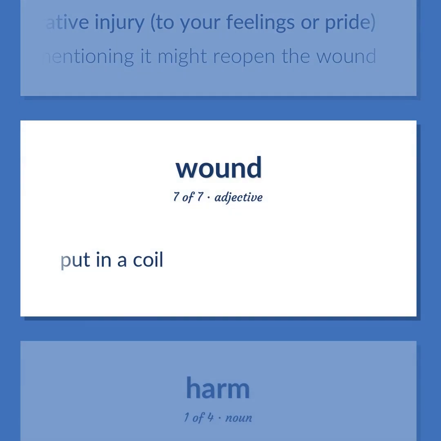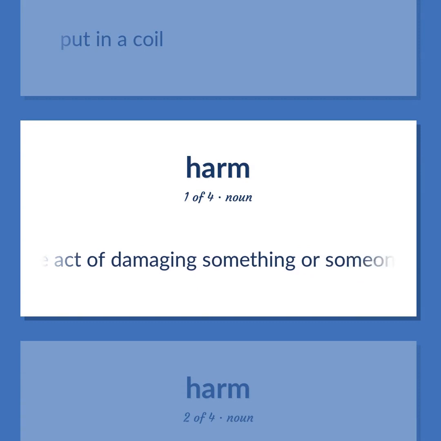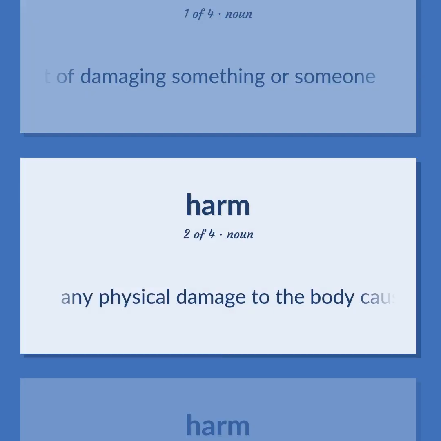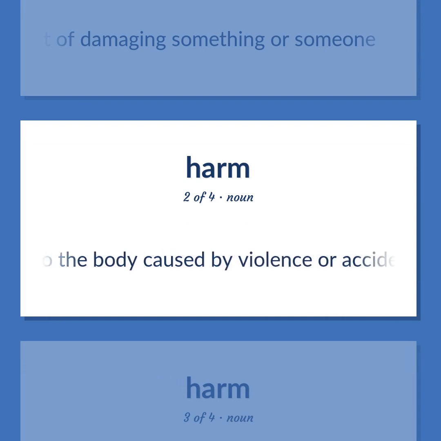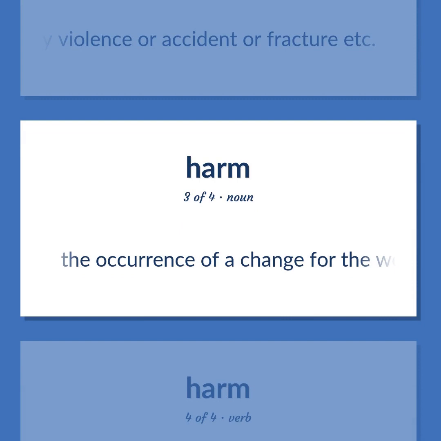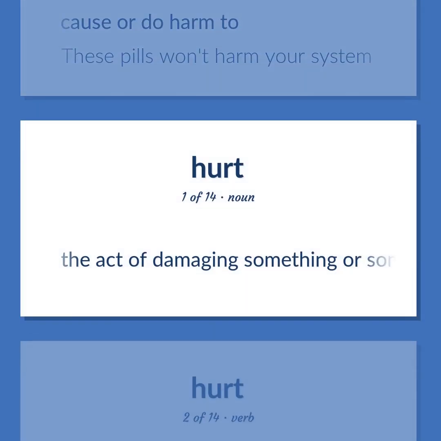Put in a coil. The act of damaging something or someone. Any physical damage to the body caused by violence or accident or fracture, etc. The occurrence of a change for the worse. Cause or do harm to. These pills won't harm your system. The act of damaging something or someone.